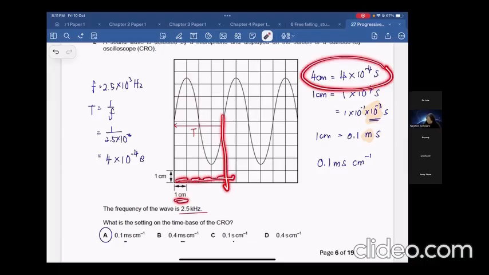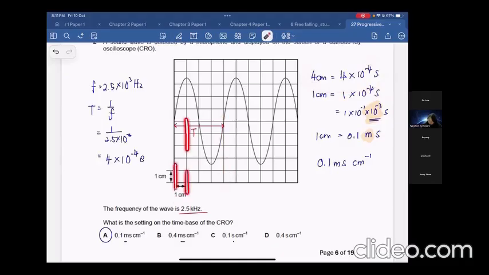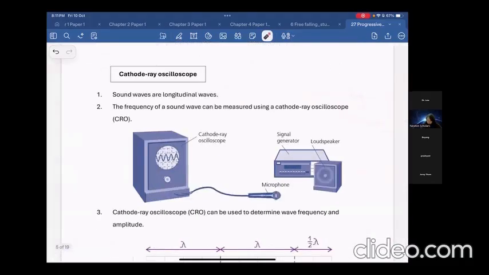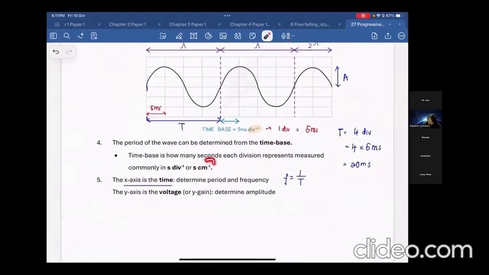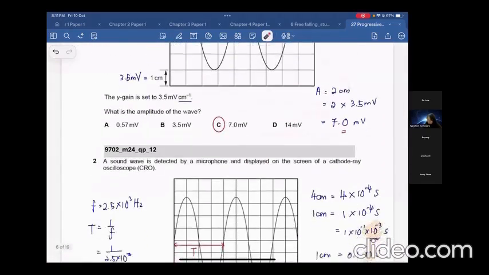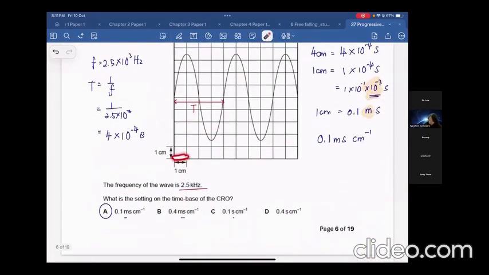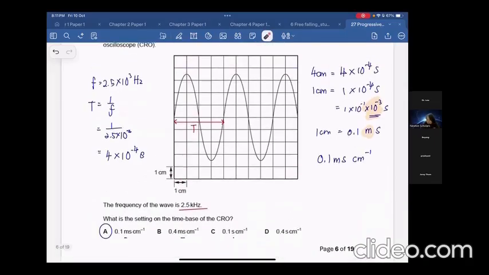So I want to know 1 cm is how many seconds? Because in our time base, we always go per cm, every 1 cm or every 1 division. We talk about 1 cm, what is the time? So at here, we do the same thing. For 1 cm, what is the time I need to fit? So at here, 4 cm is 4 times 10 power negative 4. So 1 cm, I know, is 1 times 10 power negative 4.